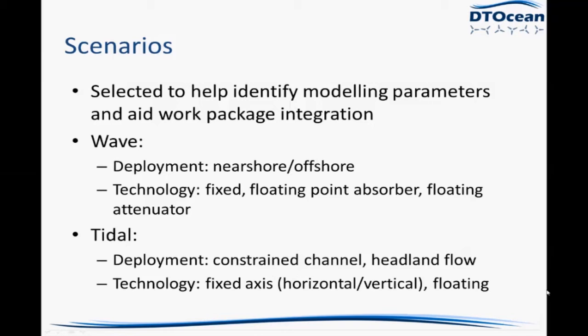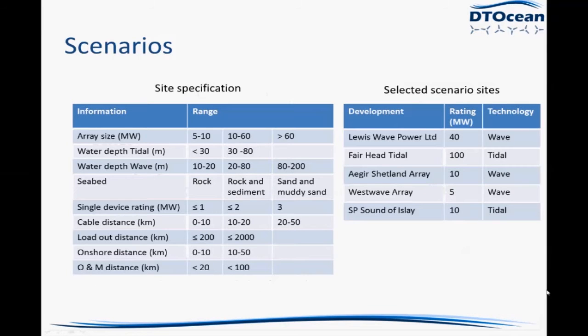For wave, they're categorised by nearshore and offshore, and covering three main technologies of fixed, floating point absorber, and floating attenuator. For tidal, we have constrained channel and headland flow, and similarly we have fixed axis and floating turbines as well. The scenario sites which have been selected are in various stages of development and commercialisation. So we have Lewis Wave Power, Fairhead Tidal, Shetland Array, West Wave Array, and the Scottish Borough Sign of Islands Array.